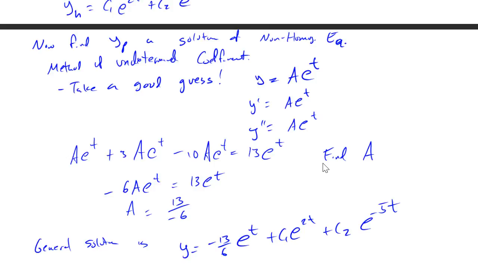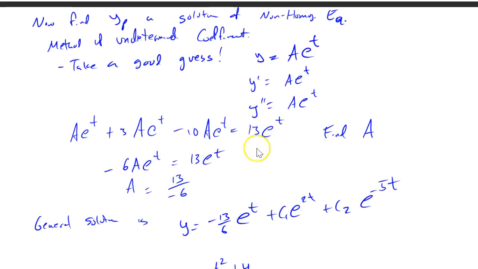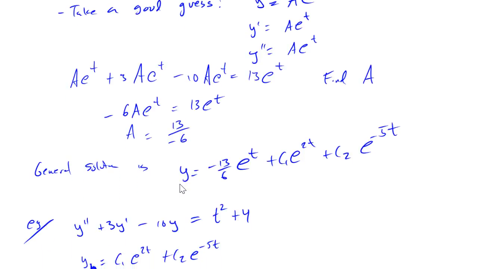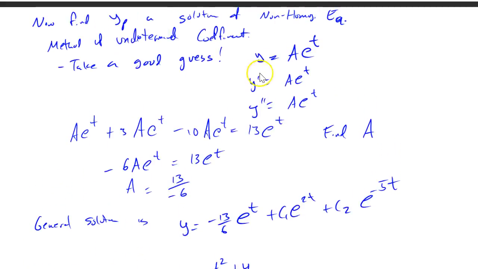But what happens is nice, because as I combine the terms over here, I've got 1 plus 3 minus 10, so -6a times e to the t on this side has got to be equal to 13e to the t on that side. So -6a has got to equal 13, and a is 13 over -6. So what I've done is I've shown that y equals 13 over -6 times e to the t is a solution to the non-homogeneous equation. That's all I need. I need one solution.